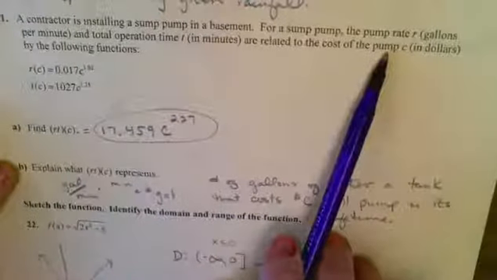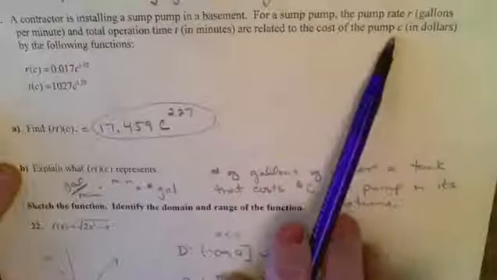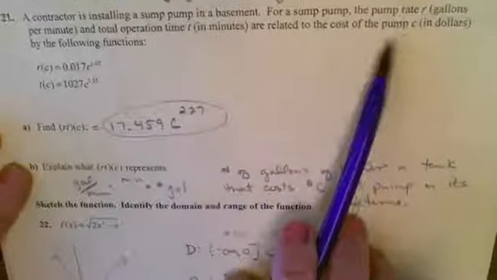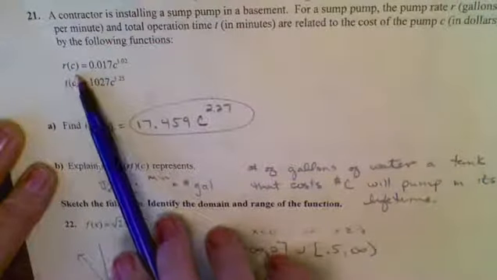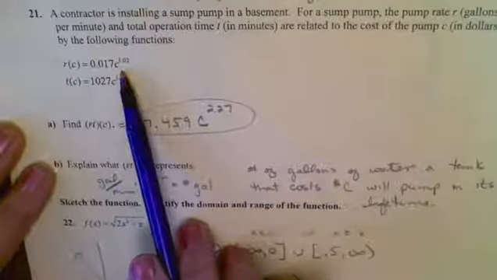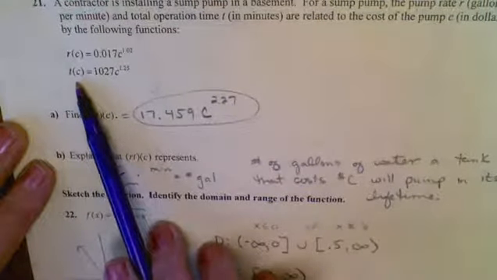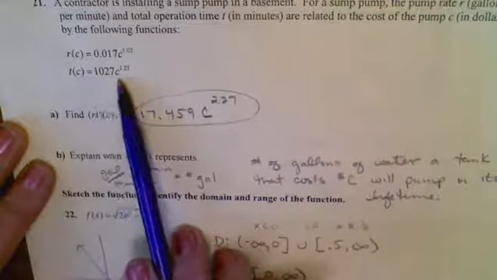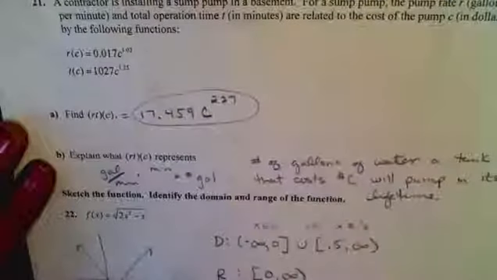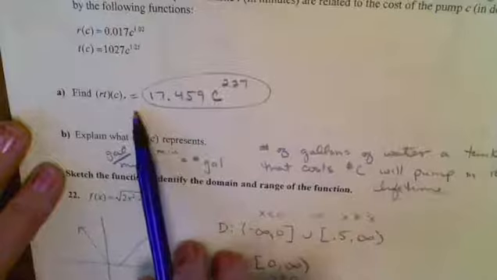And they're both related to the cost of the pump. So obviously, the faster it can pump, probably the more it's going to cost. So here is the rate, how much it can pump, how many gallons per minute for the cost of the pump. This is the time, the total number of operational minutes you would have with that given pump that costs C dollars. So the first thing just says, can you multiply?